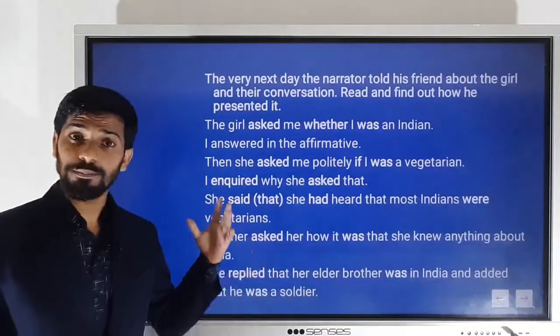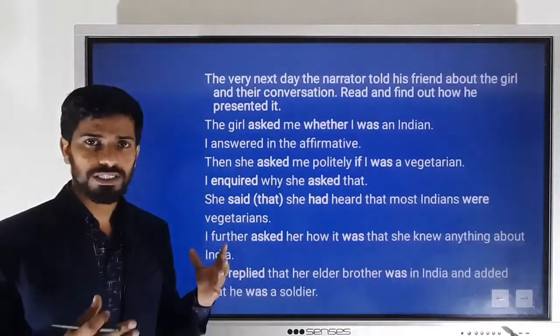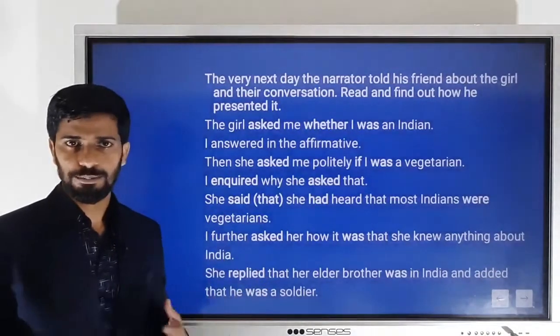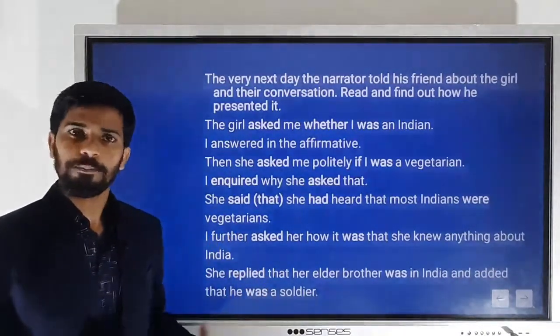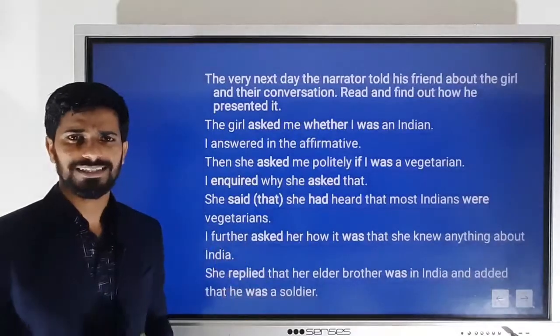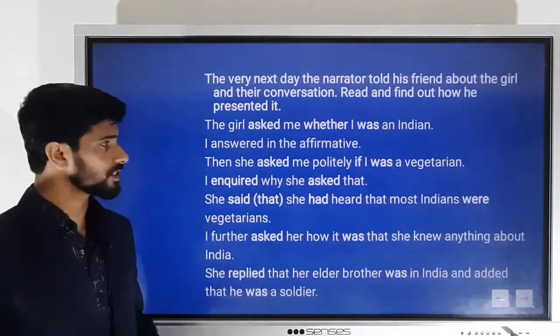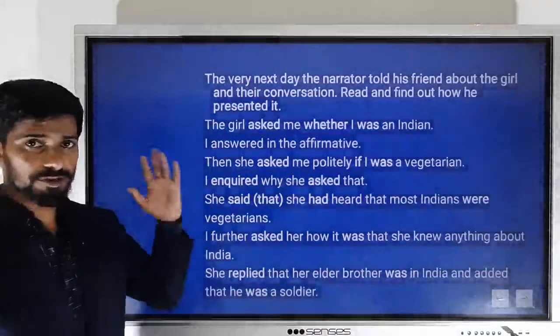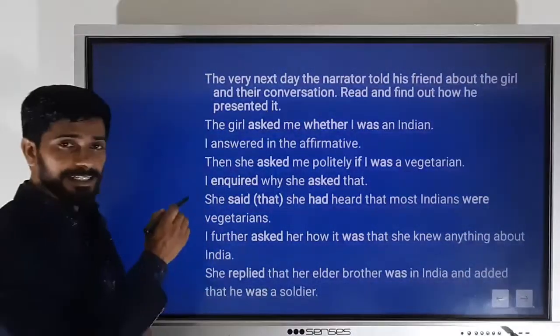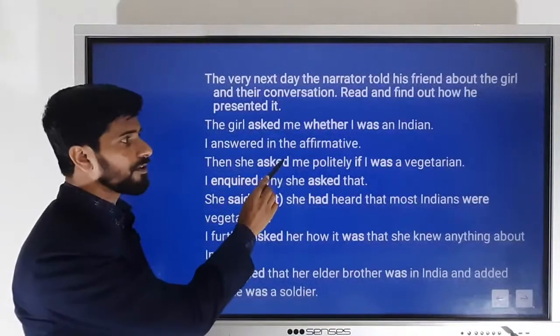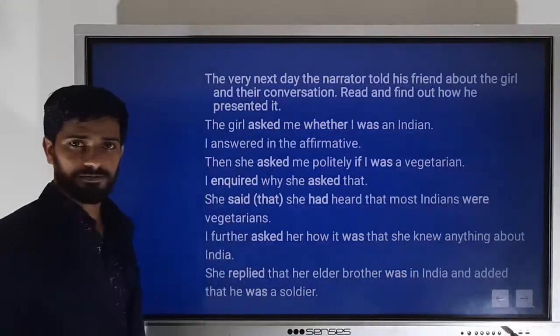Okay, the same thing. Mr. Gupta met one of his friends, and he shared what happened the previous day as he met with the girl Maggie. Then he shares all the incidents that took place and their conversation too. Then how will he present it? That's the question. Okay. Then remember what was asked there, and his answer must be: the girl asked me whether I was an Indian. Right?